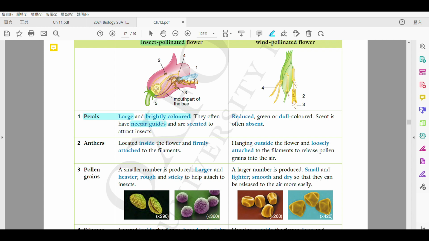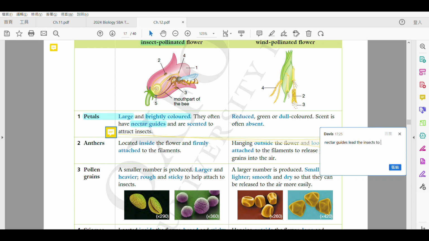個 nectar guides 就係 lead. Okay, in case you have forgotten already, the nectar guides 咧導遊啊嘛 will lead, the nectar guides leads the insects to the nectaries, which produce nectar.